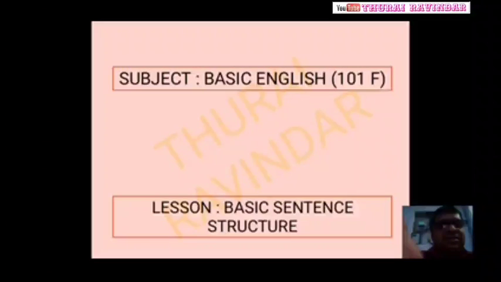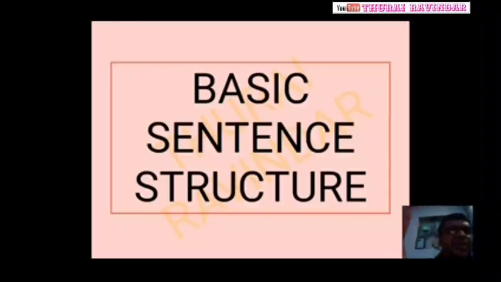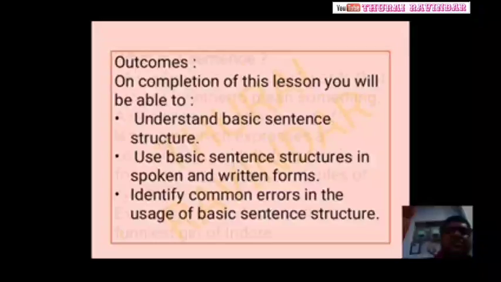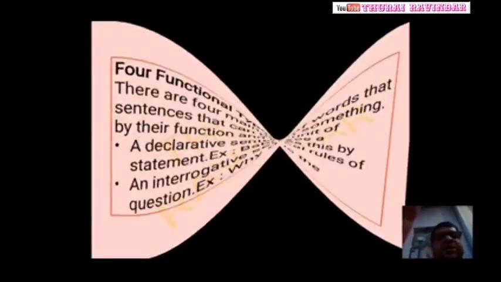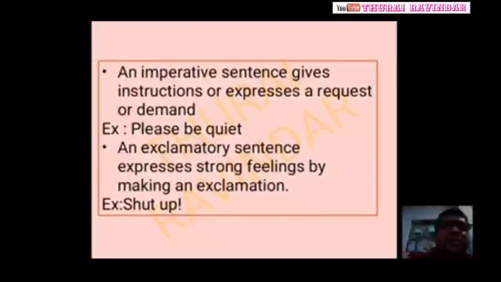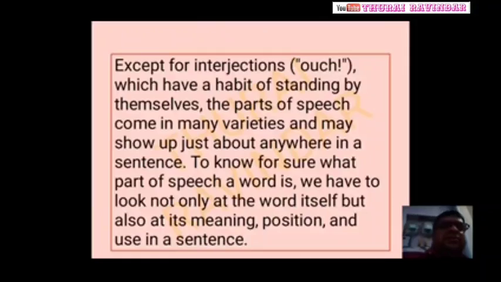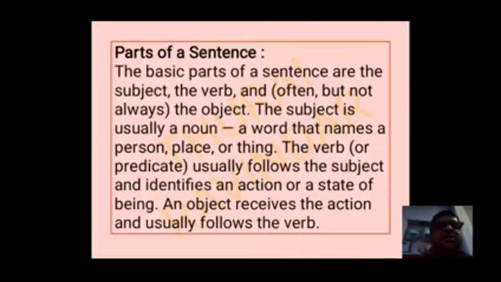So, it is enough. Let us see what our topic name is. Our topic name is basic sentence structure. In this class, we have discussed what a sentence is and the four functional types of sentences: declarative, negative, interrogative and so on. We have also discussed the parts of speech. How many parts of speech are in the English language? There are 8: noun, pronoun, verb, adverb, adjective, preposition, conjunction and interjection. And we have discussed the parts of sentences.